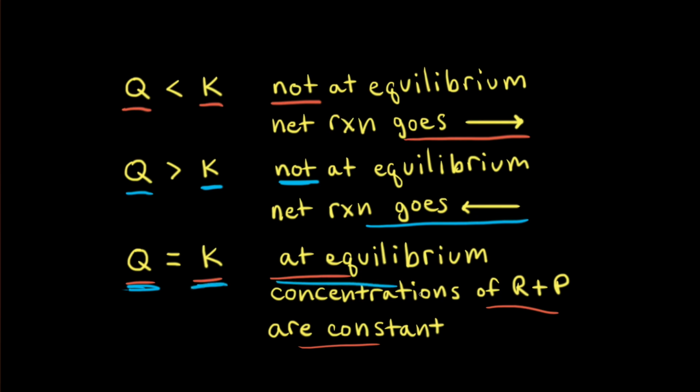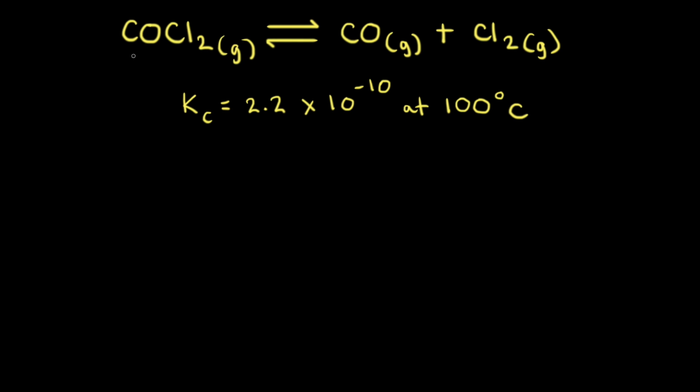Let's look at another reaction, which is the decomposition of phosgene to form carbon monoxide and chlorine gas. Kc for this reaction is equal to 2.2 times 10 to the negative 10th at 100 degrees Celsius. And let's say we're given concentrations of phosgene, carbon monoxide, and chlorine at a moment in time and asked if the reaction is at equilibrium or not. And if the reaction is not at equilibrium, we need to predict which direction the net reaction will go to reach equilibrium.